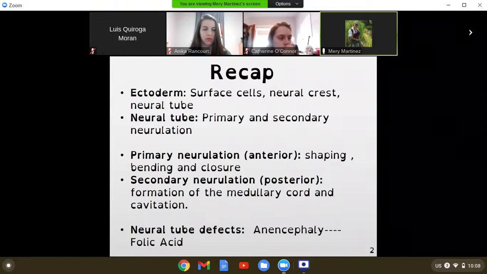Okay, we have the BMP4 in the roof of the neural tube, and in the floor of the neural tube we have sonic hedgehog, which comes from the signaling from the notochord. Okay, and then we have the gradient between BMP and sonic hedgehog: sensory in the dorsal, motor in the ventral portion, and interneurons in the middle. Okay, so in this lecture, what we're going to be discussing regarding the neural tube is the derivatives and surface cells derivatives, how these cells generate.